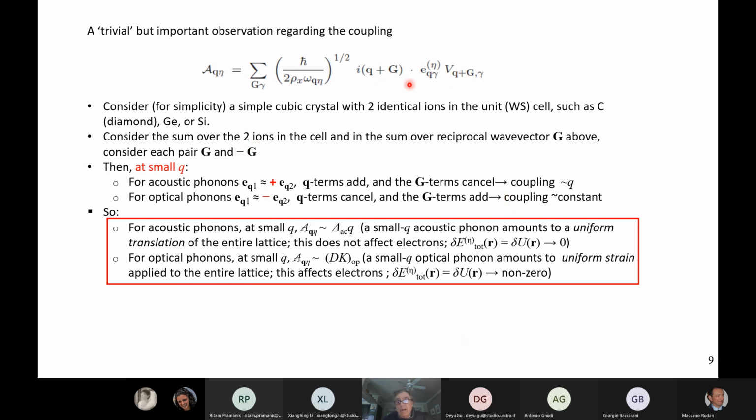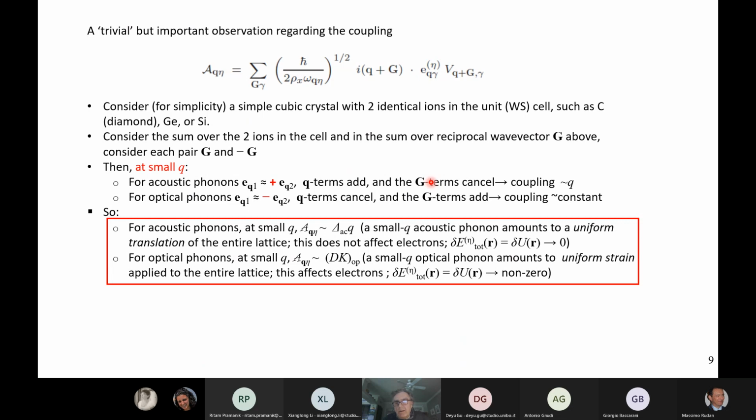So essentially we end up with a sum over the G, which is not depending on q anymore. The idea is that the interaction with acoustic phonons is such that at long wavelength, so at small q, it disappears, vanishes. Instead, for optical phonons, we approach a constant. This should not come as a surprise, because physically we can understand what happens.